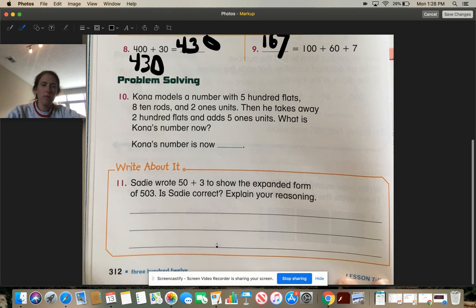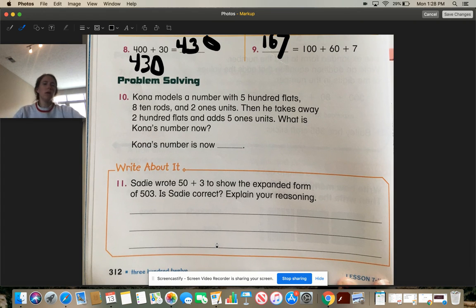Now on to the problem solving. Kona models a number with 5 hundreds flats, 8 tens rods, and 2 ones units. Then he takes away 2 hundreds flats and adds 5 ones units. What is Kona's number now?